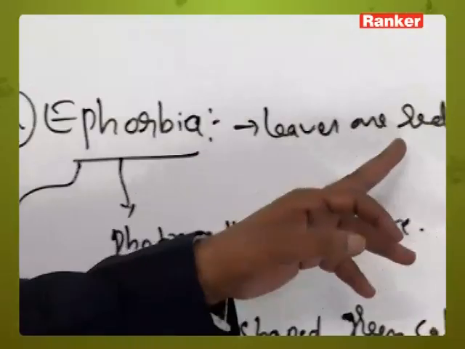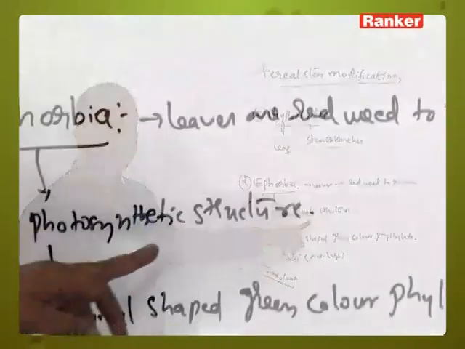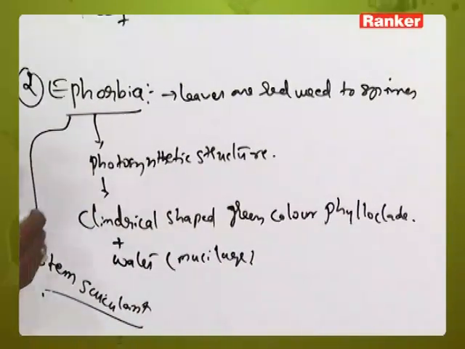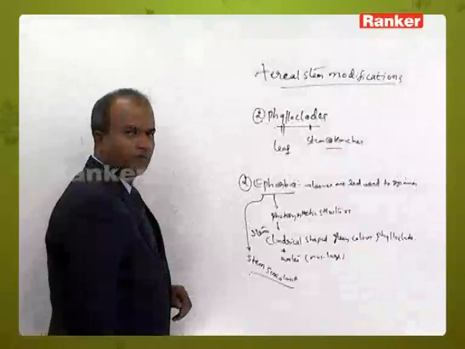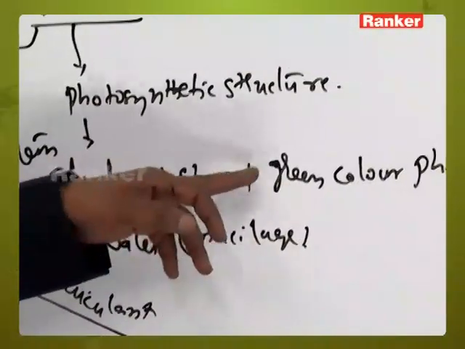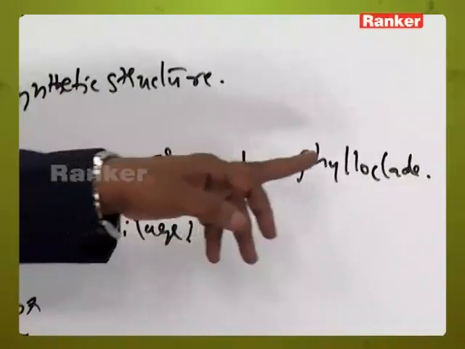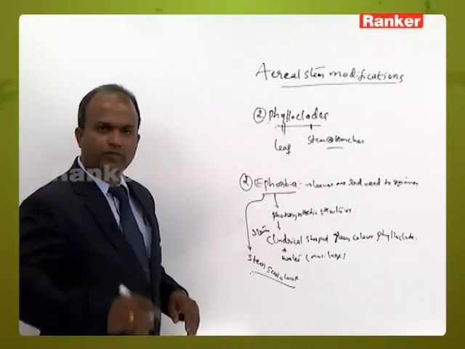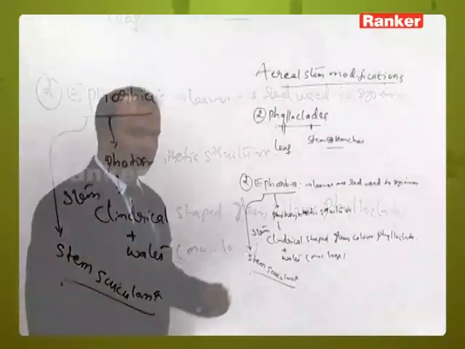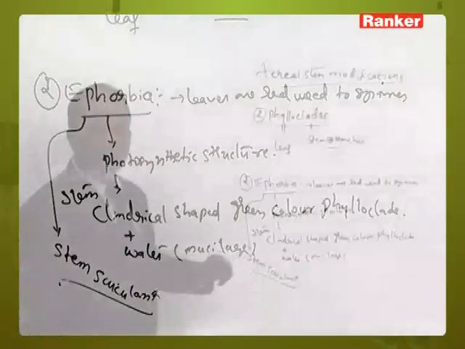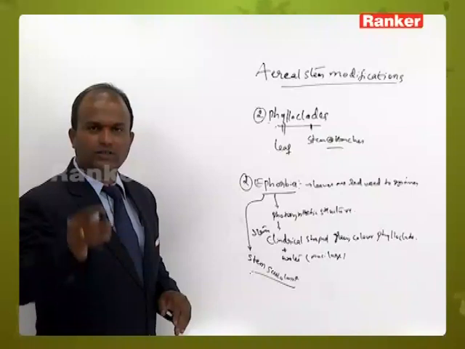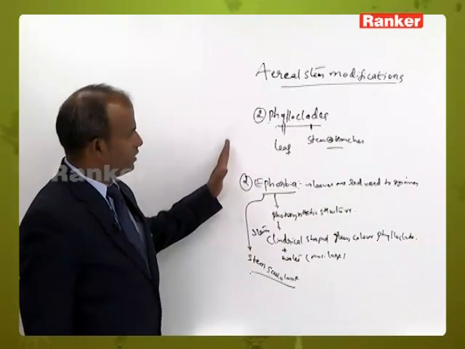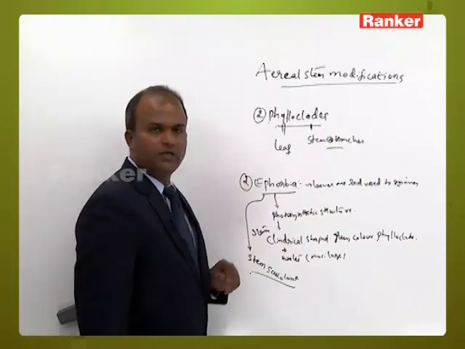In Euphorbia, leaves are reduced to spines. In Euphorbia, the stem is modified into a photosynthetic structure, which is cylindrical in shape and green in color, which is nothing but the phylloclade. And this Euphorbia stem not only prepares its own food materials, it also stores water in the form of mucilage. So it is one of the good examples of a stem succulent, due to which they face drought conditions externally but not internally. This is about the second example, Euphorbia.